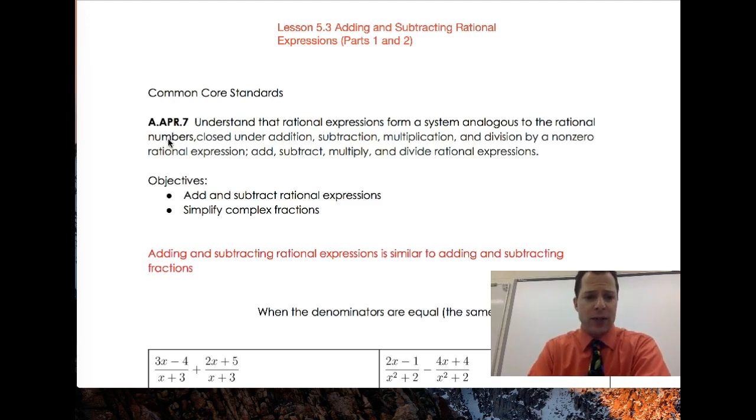Okay, so we're still using that same Common Core standard. Can you add, subtract, multiply, and divide rational expressions, and that they're closed under each of those operations, meaning if I add two rational expressions, I get a rational expression. That's what that idea of closed means.